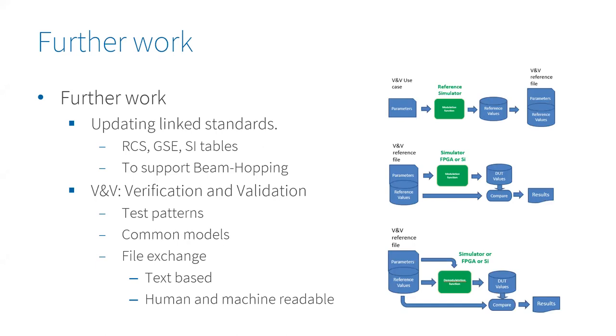So in terms of further work, we are currently updating all of the linked standards, so DVB-RCS, the GSE standard, the service information tables and so on, all to support beam hopping. So beam hopping time plans, satellite ephemeris data and so on and so forth. And in terms of interoperability, we have the verification and validation work. So we're creating test plans or test patterns, common models, a file exchange format, which is text-based, which should be human readable and machine readable, etc. And this should be made available within the standards working group to be able to resolve most of the problems linked to the interpretation of what is now a complicated standard.